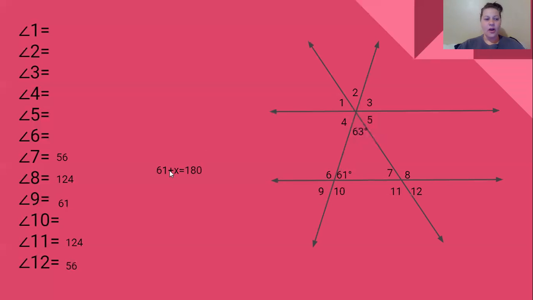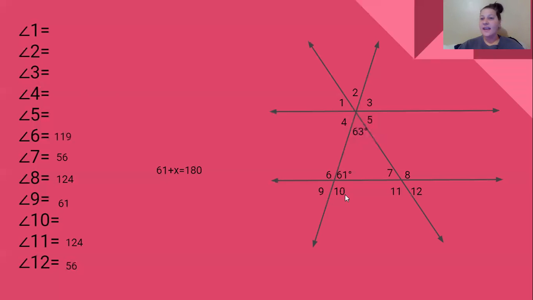So now we are going to figure out angle 6 and 10. We are going to start with angle 6. What we are doing here is setting it to 100 degrees and we are going to subtract 61 from x. And that will give us 119 degrees. Now, 119 degrees is what we have for angle 6.